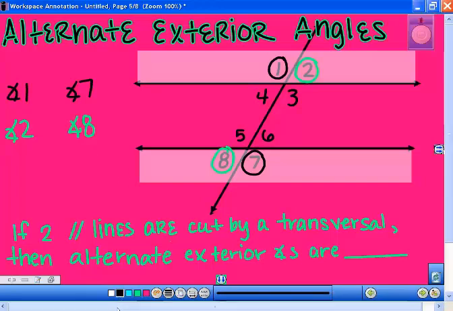Now we have to decide, are those congruent or supplementary? So if these are acute, acute, obtuse, obtuse, I think I'm going to go with congruent. So here we could say congruent.